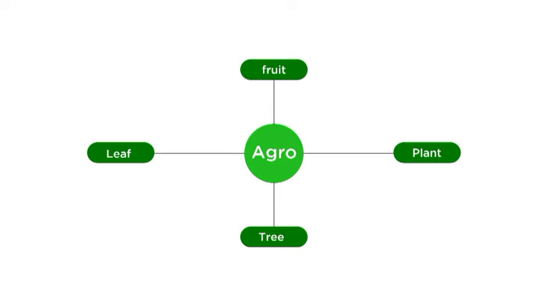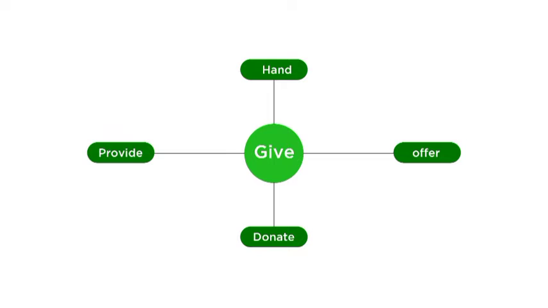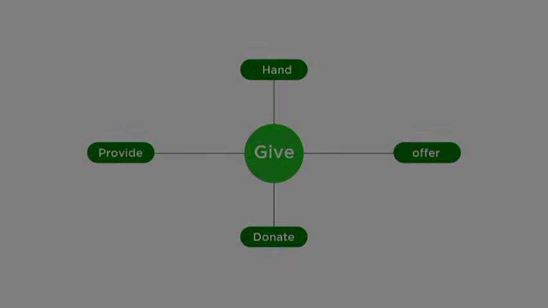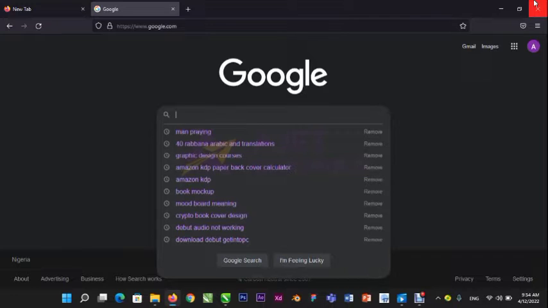So I started mind mapping by taking the two keywords, which are agro and giving. I looked for words associated with agro, which are fruits, plants, and tree, and words associated with give, which are offer, donate, and provide.